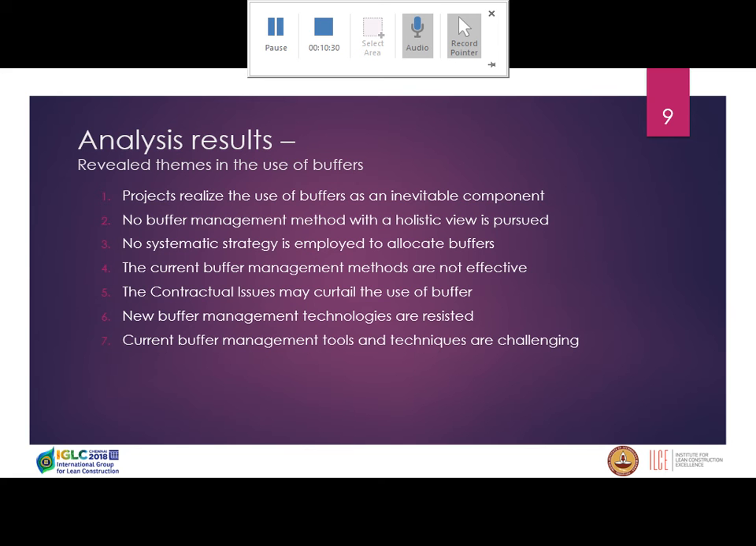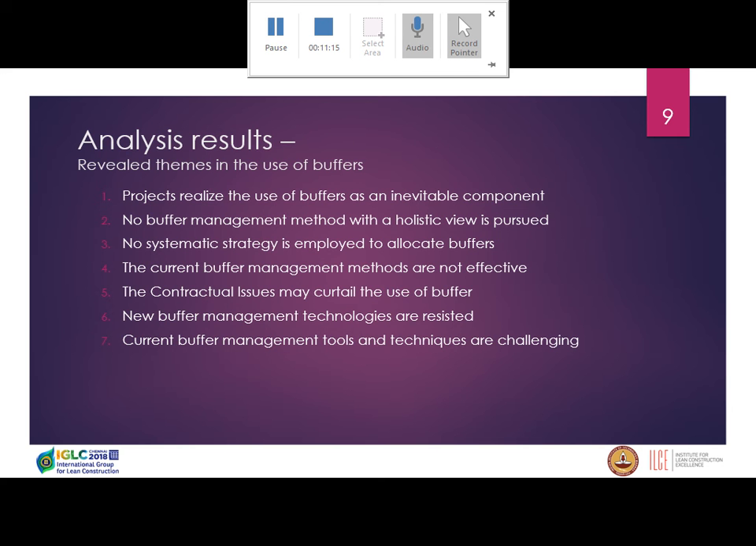The fourth theme: the current buffer management methods are not effective. As I said, all 12 interviewees were using buffers, and again, all of them were saying that they still face problems with time overrun and cost overrun, which is costly for the projects. Then the fifth theme was that contractual issues may curtail the use of buffers. At least in New Zealand, most projects use a fixed price contract, which means no matter how well they do in terms of buffer management, they will receive the fixed amount of money, so there is no incentive for them to do better.